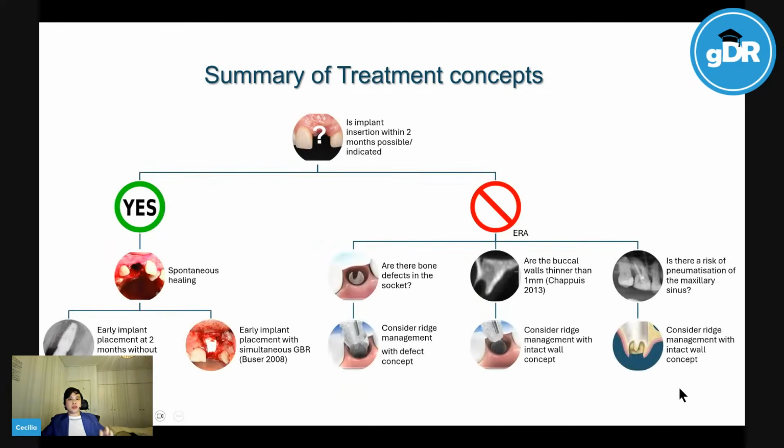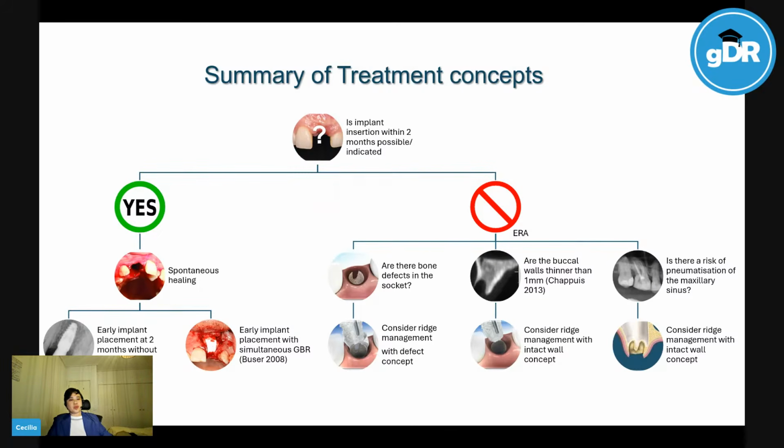So, summary of treatment concepts. Basically, you've decided the tooth either is irrational to treat or the tooth is missing already. You've talked to the patient about the options: a denture, a traditional 3-unit bridge, which we don't like to do because of the biological cost of having to shave the teeth on either side, or an implant. Then we place an implant. We have to decide, is implant insertion within 2 months possible? For example, if there's infection or a periapical lesion, then that alters our decision making.